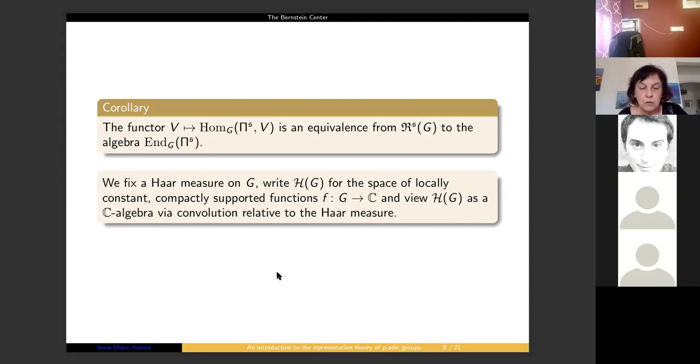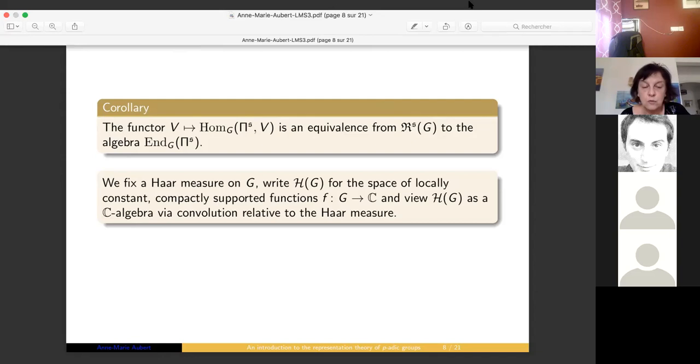For that, you will first consider the algebra H of G, which is the space of locally constant, compactly supported functions from G to C. And you can view this algebra as a C-algebra by using the convolution relative to a fixed Haar measure.